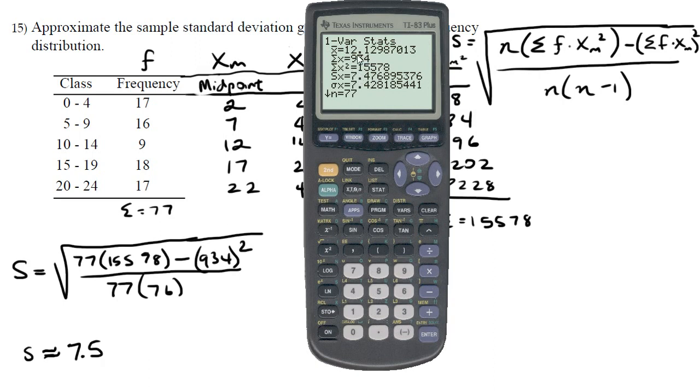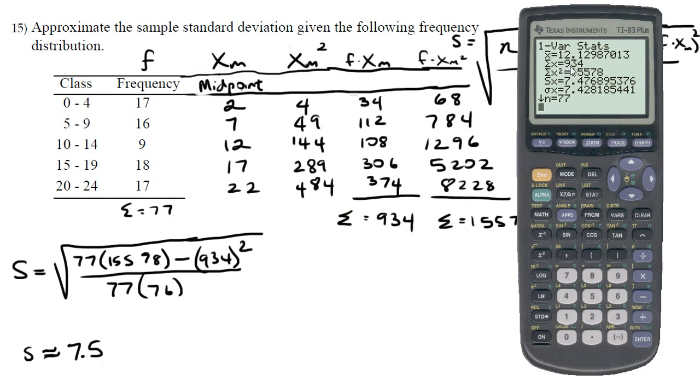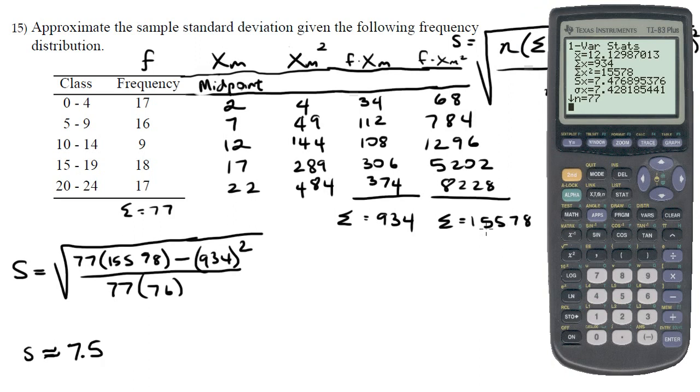So there's my mean. There's my sum of the x's. I didn't sum that, but I summed the x squareds, 15,578. Oh yeah, I did sum the x's here, 934. Sample standard deviation, 7.46, which is what we had, 7.5. Population standard deviation, 7.42. And there we go.